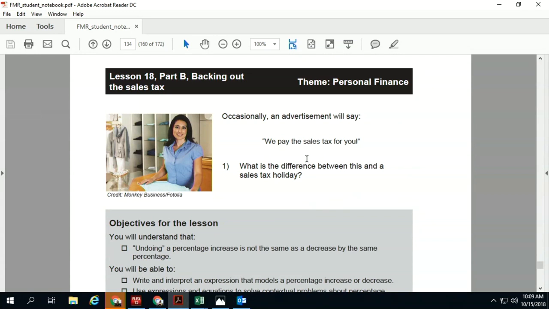We were talking about percent problems that people always get wrong. Well, the one that we're going to be talking about here is one of those. Occasionally an advertisement will say, "We pay the sales taxes for you." Now, they talk about a sales tax holiday, and Wisconsin had a sales tax holiday for the first time this year. What was it? Back to school. The back to school sale.